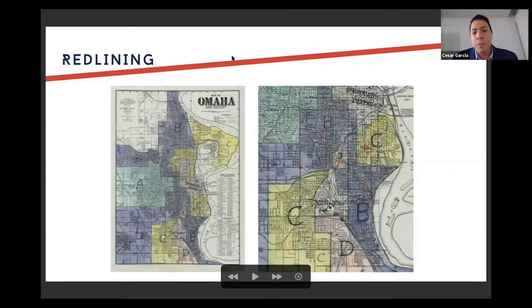So why do we operate in the area where we are? Many of you have seen this map before, and I can go through the history and explain more about redlining, but I'm pretty sure you're all very well aware of that. Just to give you an idea, we are basically operating right there where you have the letter D in the south area.